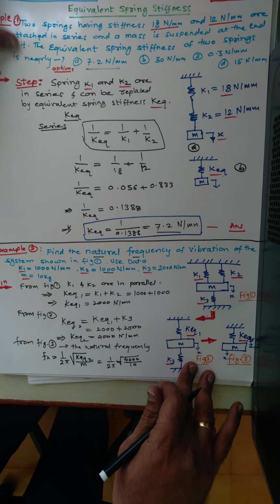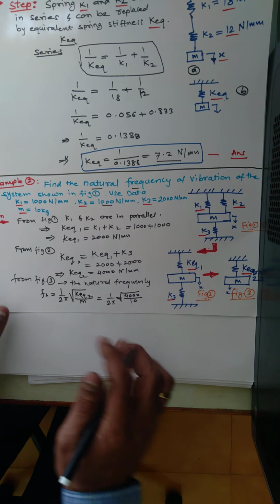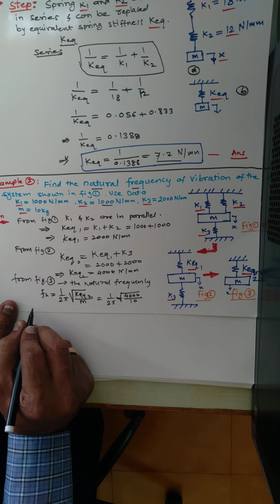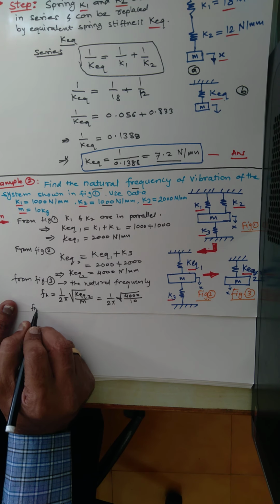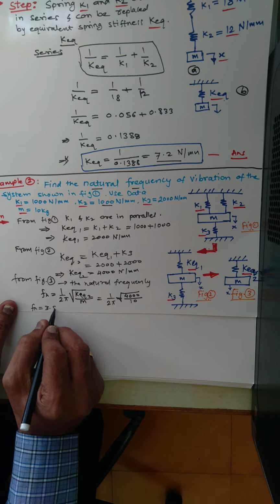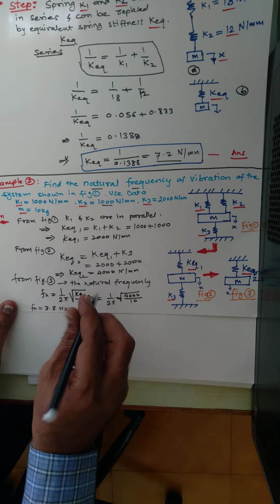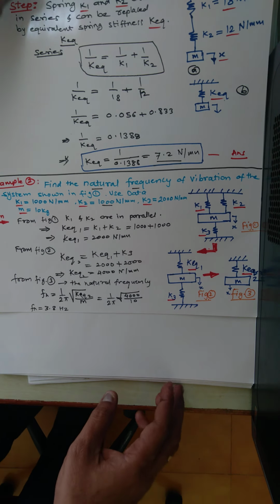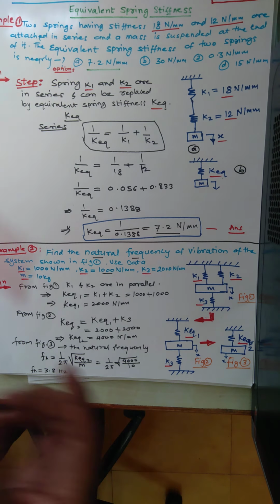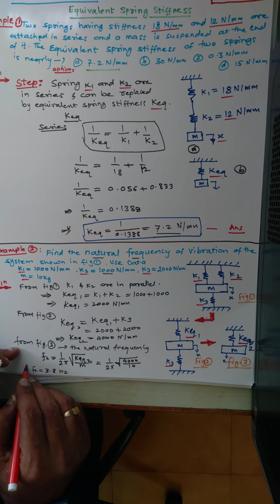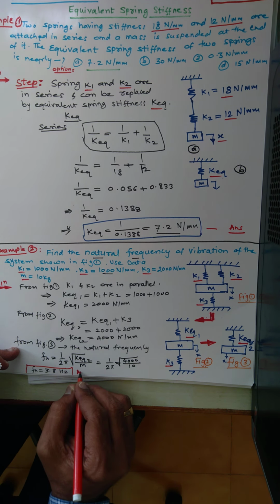So friend, this is a very simple numerical. I will solve it here and directly write the answer. Fn is equal to 3.8 Hz. Friend, this is your answer: the natural frequency of your system.